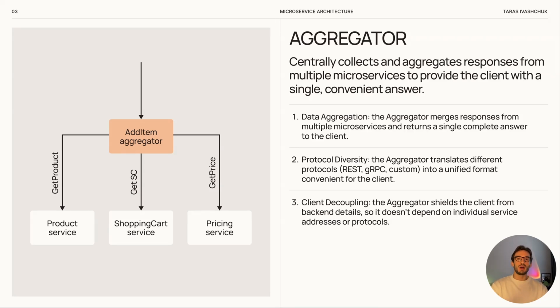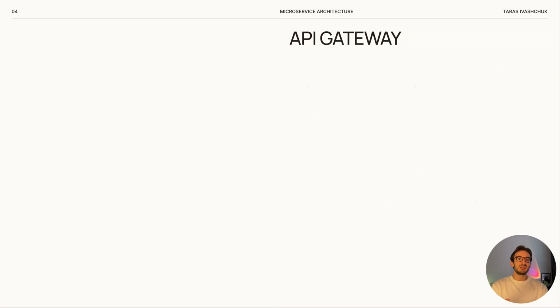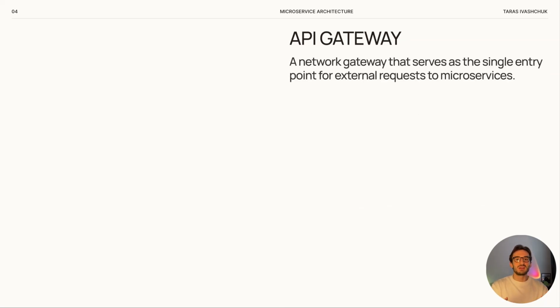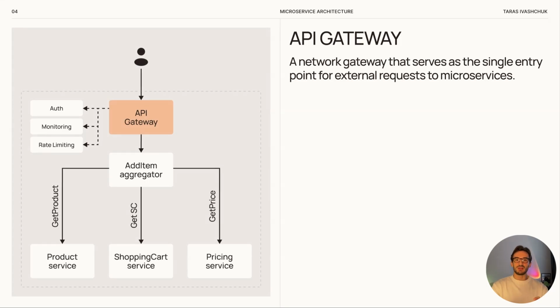Okay, now let's talk about the API gateway. It is a network gateway that serves as a single entry point for all external requests to your microservice architecture. By the way, it is important to understand that an API gateway can be an implementation of an aggregator, but not the other way around. Why is that? Actually, the aggregator pattern only describes a general idea, a service that aggregates responses from other services. API gateway, in contrast, is a specific infrastructure solution with a wider set of tasks.